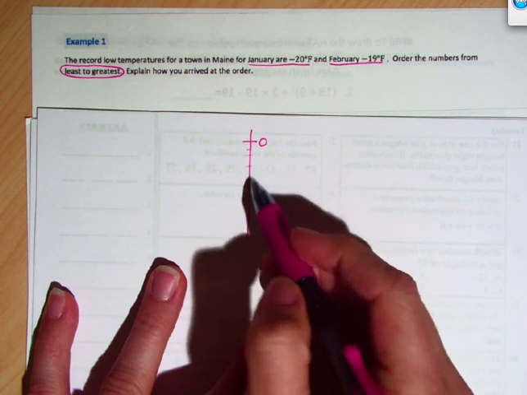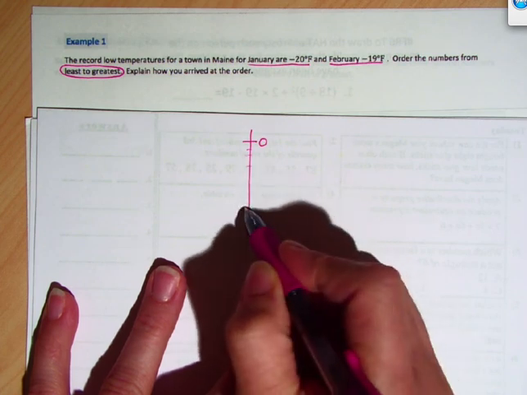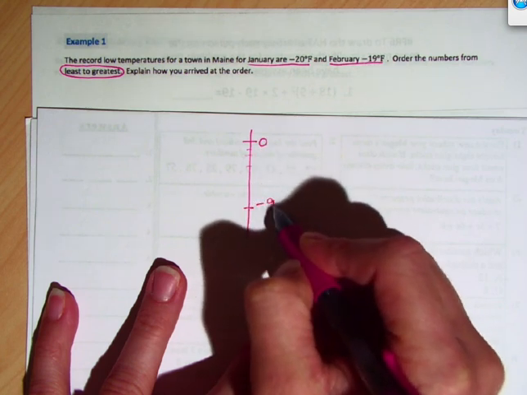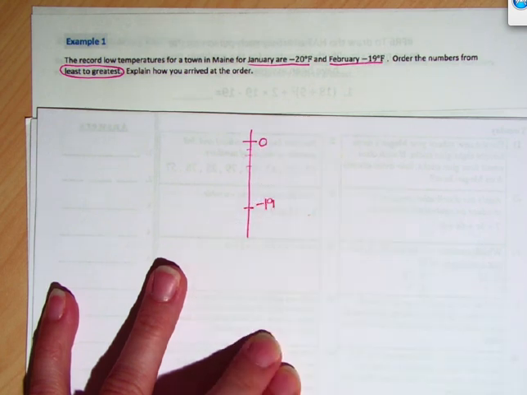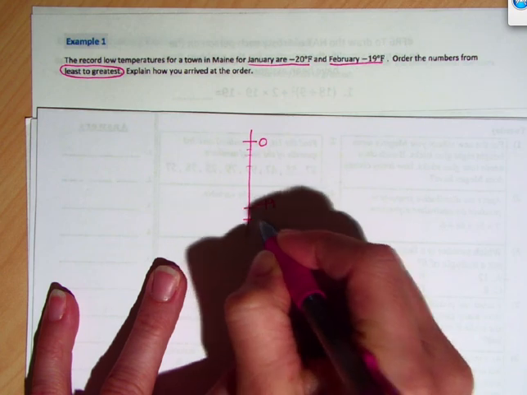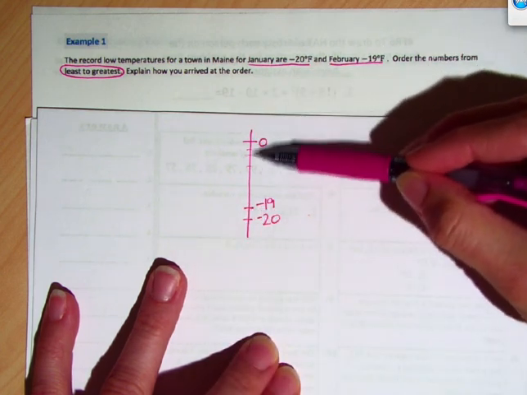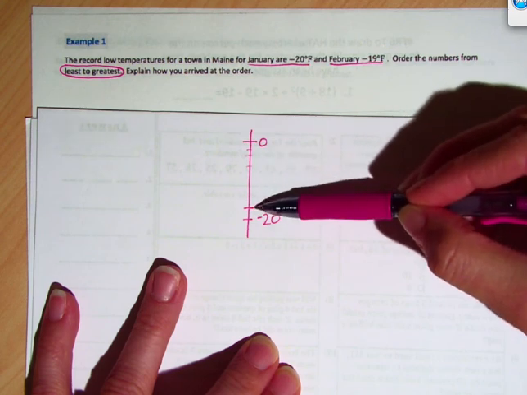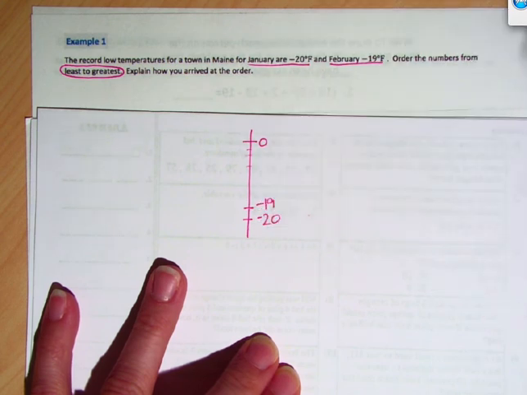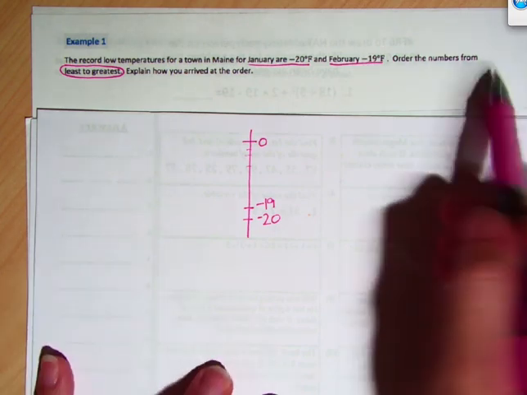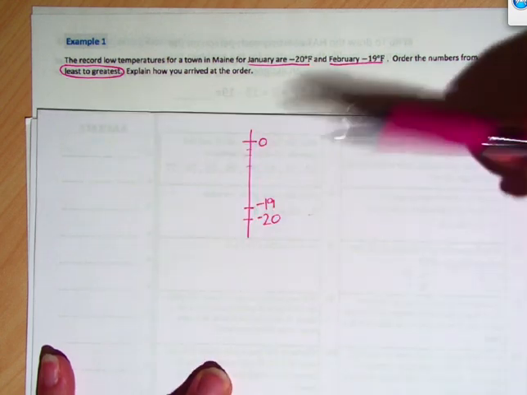So I'm going to go down, and the first number I'm going to come to is 19. And since I'm below 0, it's going to be a negative 19. Below that is a negative 20. And I know that because it's just like a regular number line, 1, 2, 3, 4, 5, continuing 19, 20. Because they're below 0, they're negative. Okay, I need to order them from the least to the greatest.